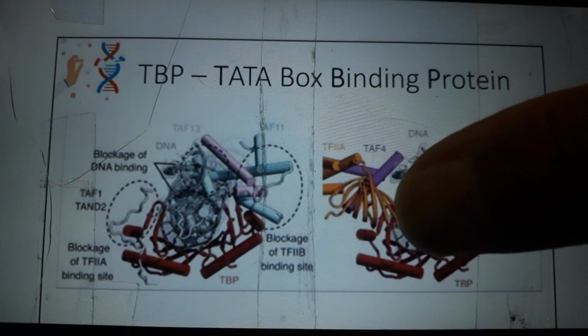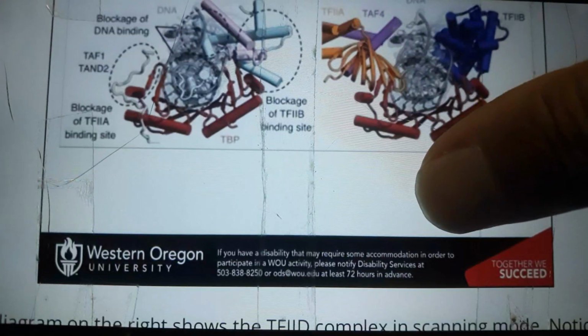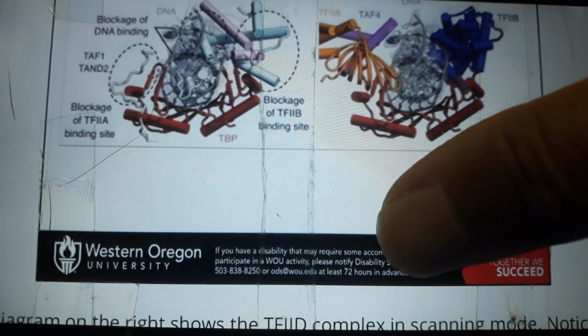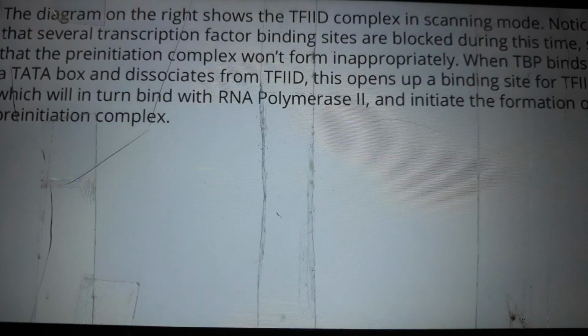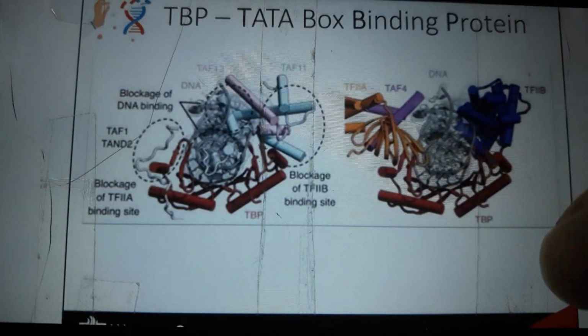This is TBP again, TATA-box binding protein, right? Blocking off the TF2B binding site. The diagram on the right shows the TF2D complex in scanning mode. That is here. You see this one in scanning mode.